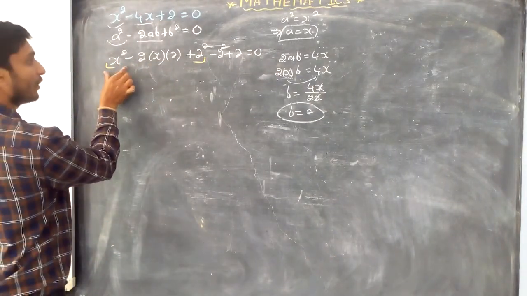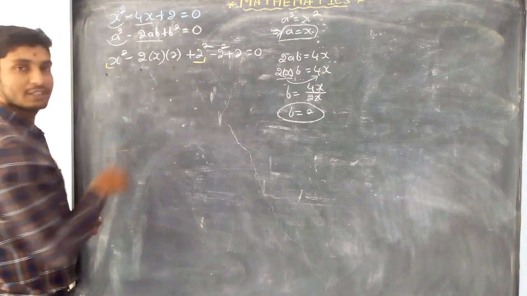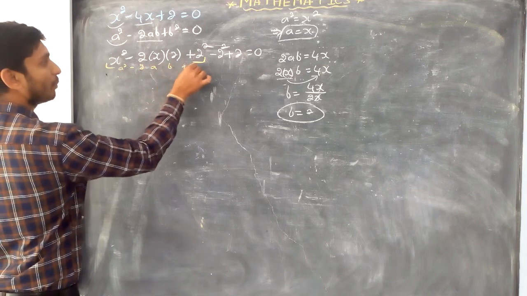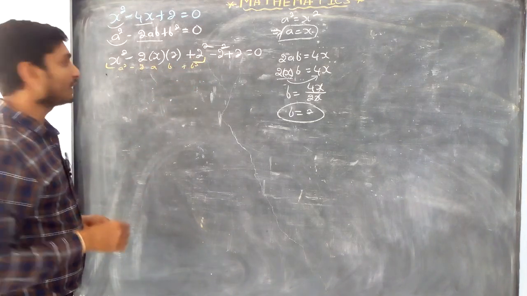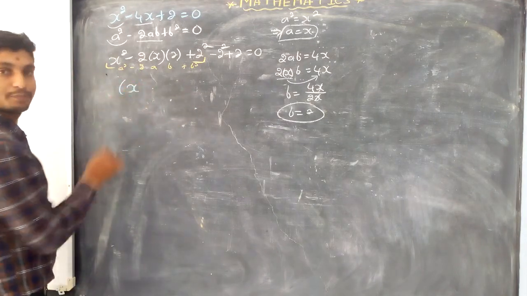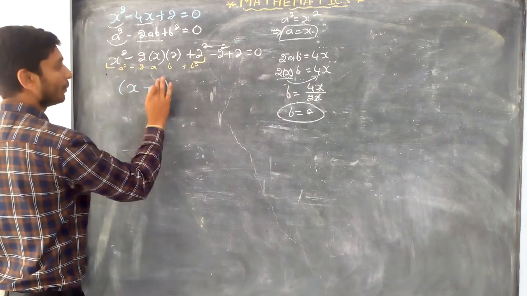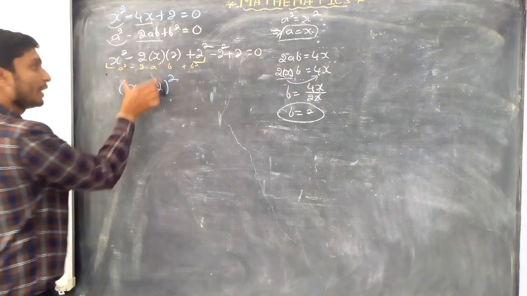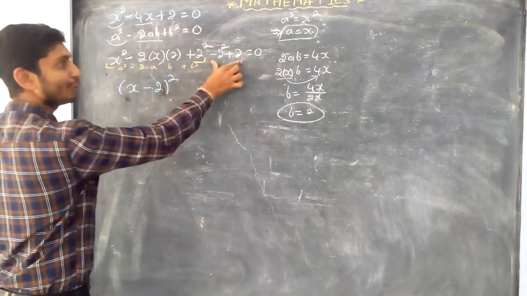The factorization of a square minus 2ab plus b square. See, in which form is this? It is in the a square minus 2ab plus b square form. The factorization of a square minus 2ab plus b square is a minus b whole square. Then this one factorization is x minus 2 whole square. This one you have to simplify.